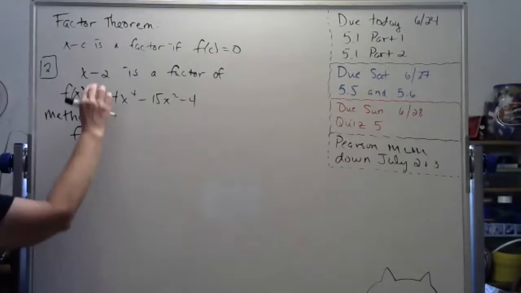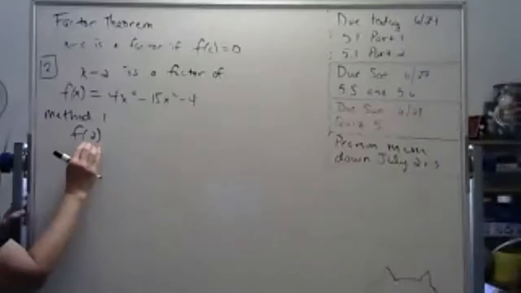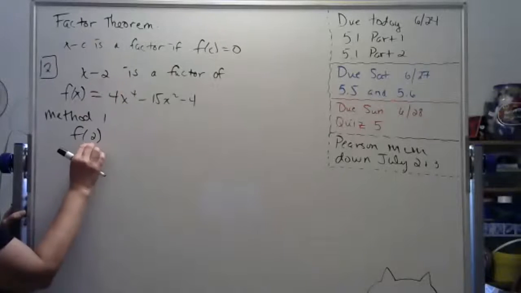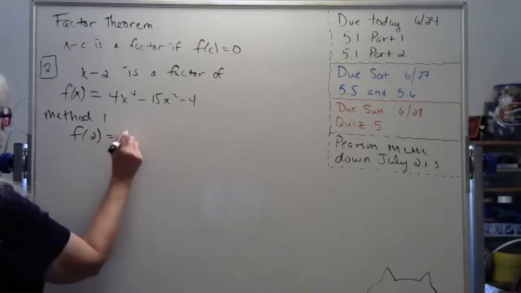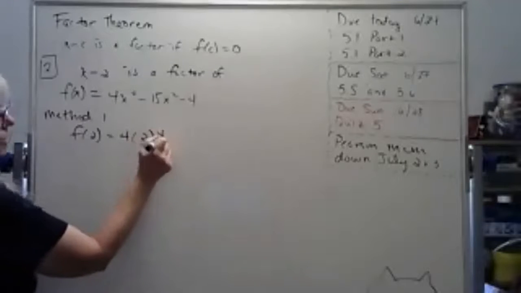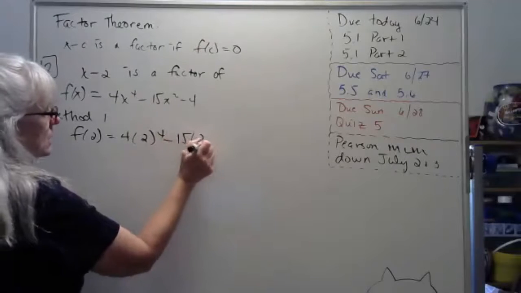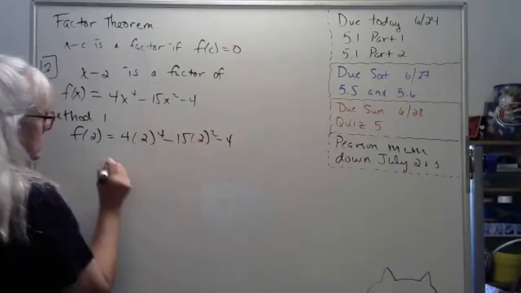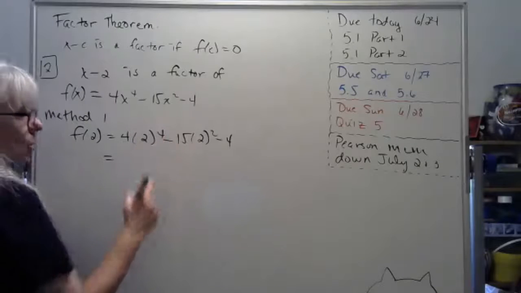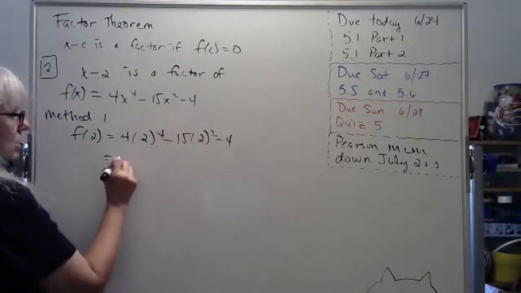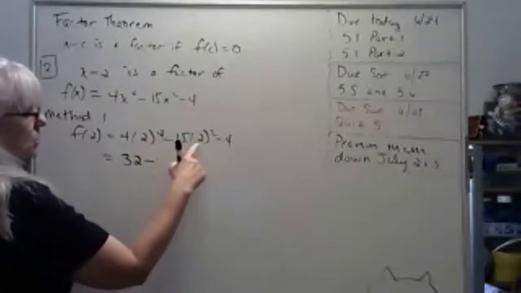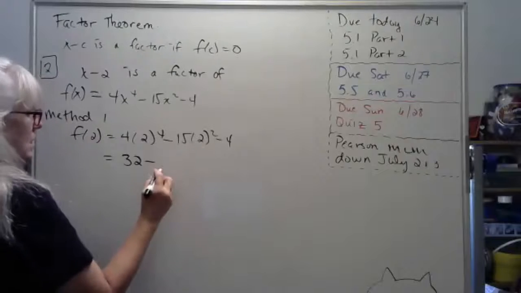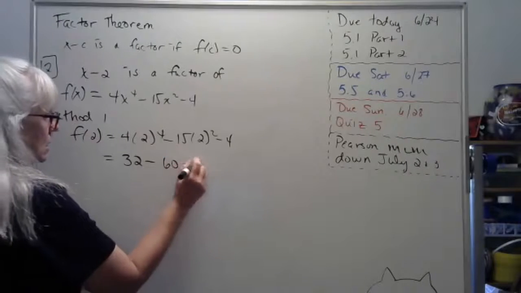And again, notice that I switch the sign as I pull it away from the x. So if you write it with an x, you have to switch its sign when you go to plug it in. So that's 4 times 2 to the 4th minus 15 times 2 squared minus 4. 2 to the 4th is 16 times 4 is 32. 2 squared is 4 times 15. 4 times 15 is 60. Minus 4?